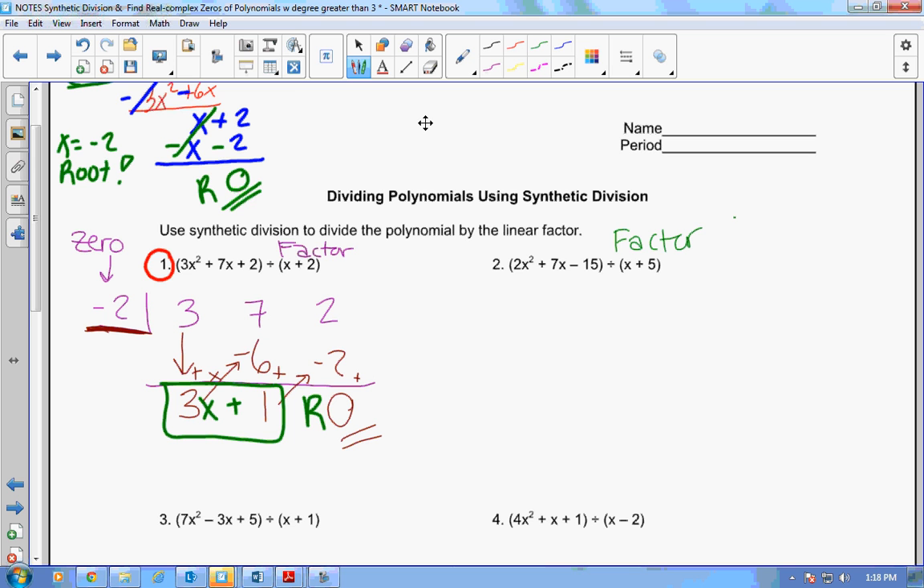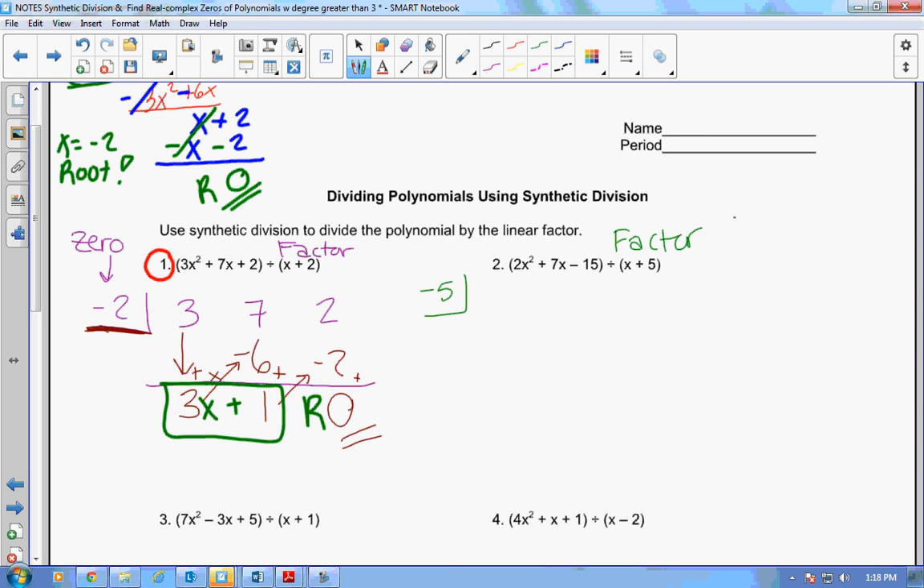Could you show me fingers in the air, please? What's the 0 if the factor is x plus 5? Good. What is the 0? If the factor is x plus 5, what's the x-intercept, or the 0? It's the opposite sign. So, Caitlin, what's the opposite sign? Negative. So we write negative 5 in the box.